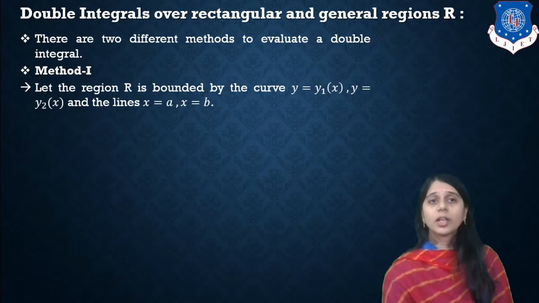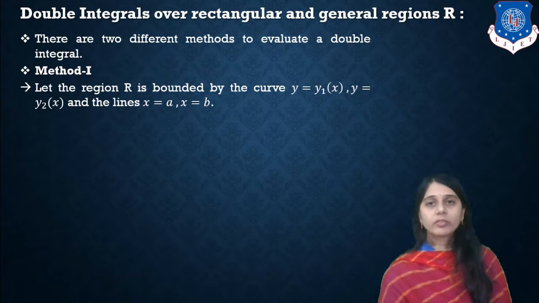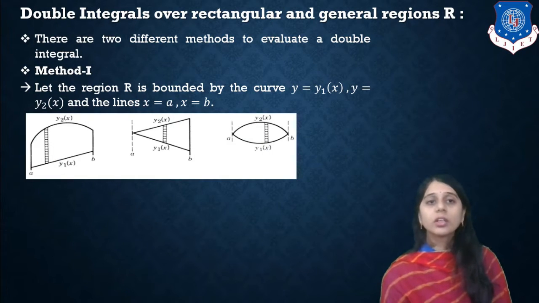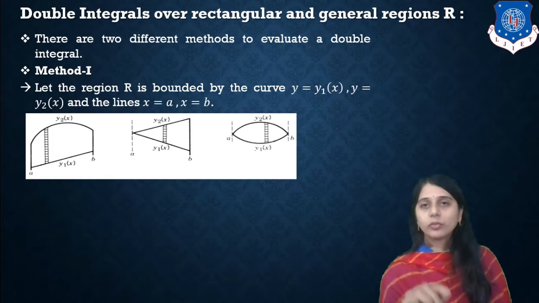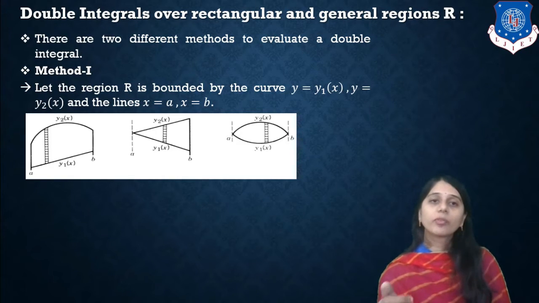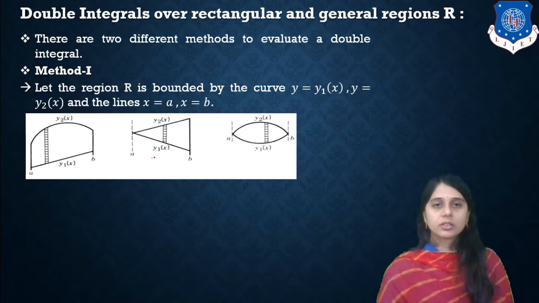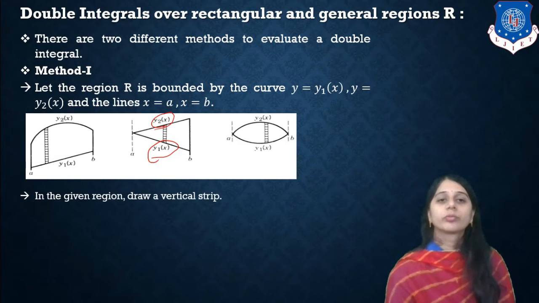Method 1: let the region R be bounded by the curves y equal to y1(x) and y equal to y2(x), and the lines x equal to a and x equal to b. So x goes from a to b, and the limit of y goes from y1(x) to y2(x). Here the limits are functions of x, y1(x) and y2(x).